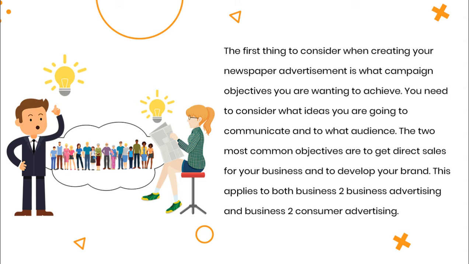The first thing to consider when creating your newspaper advertisement is what campaign objectives you are wanting to achieve. You need to consider what ideas you are going to communicate and to what audience. The two most common objectives are to get direct sales for your business and to develop your brand. This applies to both business-to-business advertising and business-to-consumer advertising.